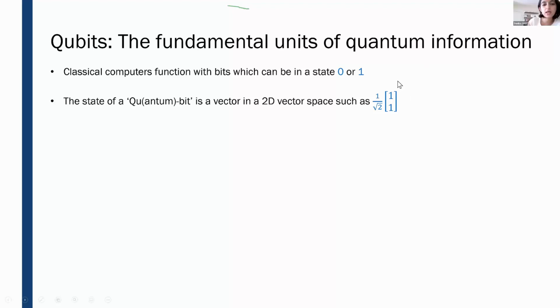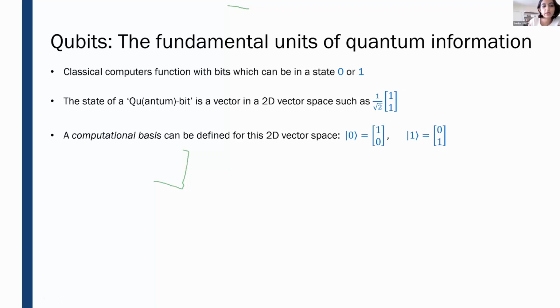So qubits, analogous to a classical bit, a qubit is a vector in a 2D vector space. An example of a qubit state would be something like this. In this 2D vector space, you can define a computational basis. For instance, an example of a computational basis would be two linearly independent vectors that could be defined as 1, 0 and 0, 1.